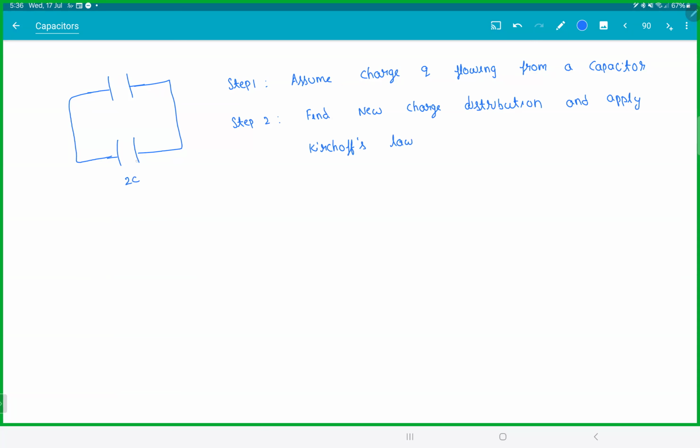So this is 2C, this is C. So this is how we'll assume. Let this guy give charge Q. So if this is giving charge Q, then this will be Q minus Q. And it's a two capacitor case. It is simple, but the idea is important. What will you do if there are three capacitors?